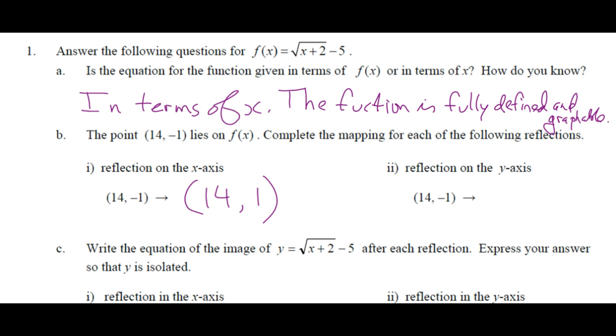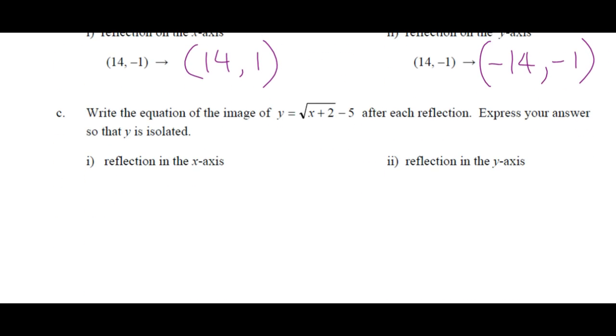If this is reflected on the y-axis, okay, negative 14, negative 1, right? So reflection on the x-axis, y is replaced with negative y, so the y, which is -1, becomes 1. Reflection on the y-axis, x is replaced with -x. You were 14 units to the right. You're reflecting about this vertical line. You are now 14 units the other side, right, which would be -14.